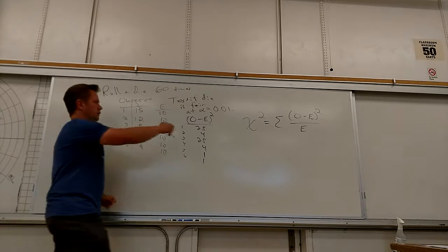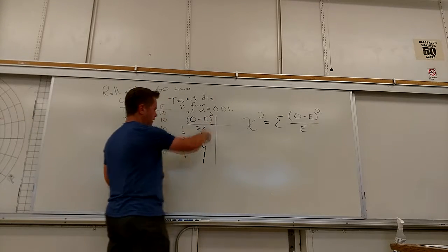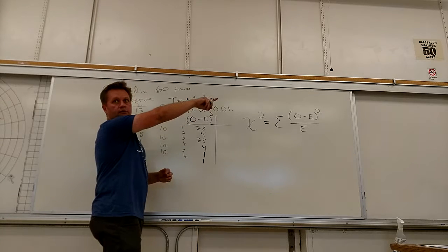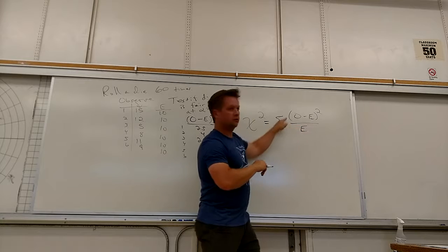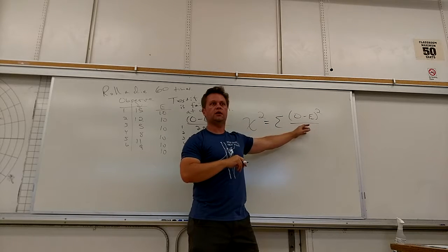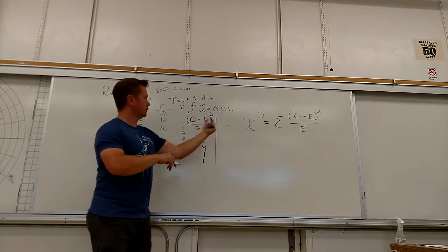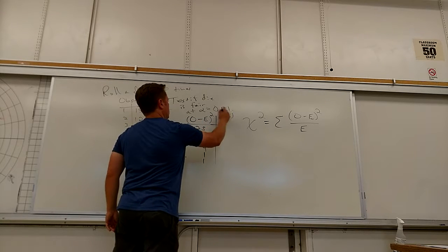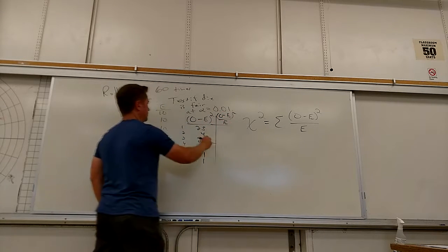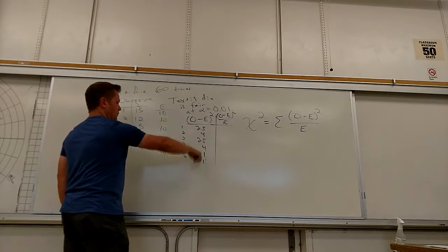Now to do this, I can't add these up yet because I haven't divided by E. This is the sum of this whole thing, so I need a column of those. I haven't divided by E yet. So observed minus expected squared divided by E. So just divide all these by 10.